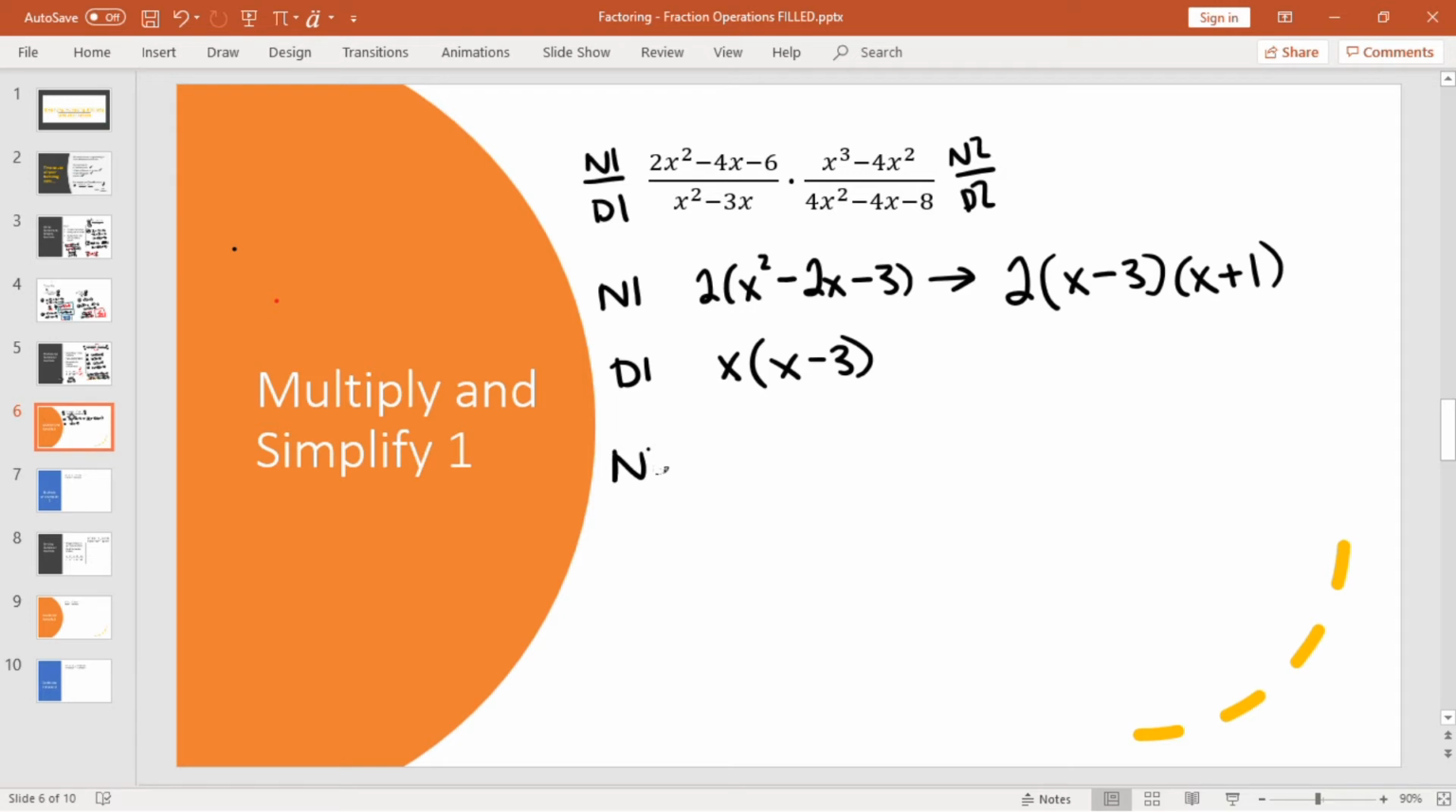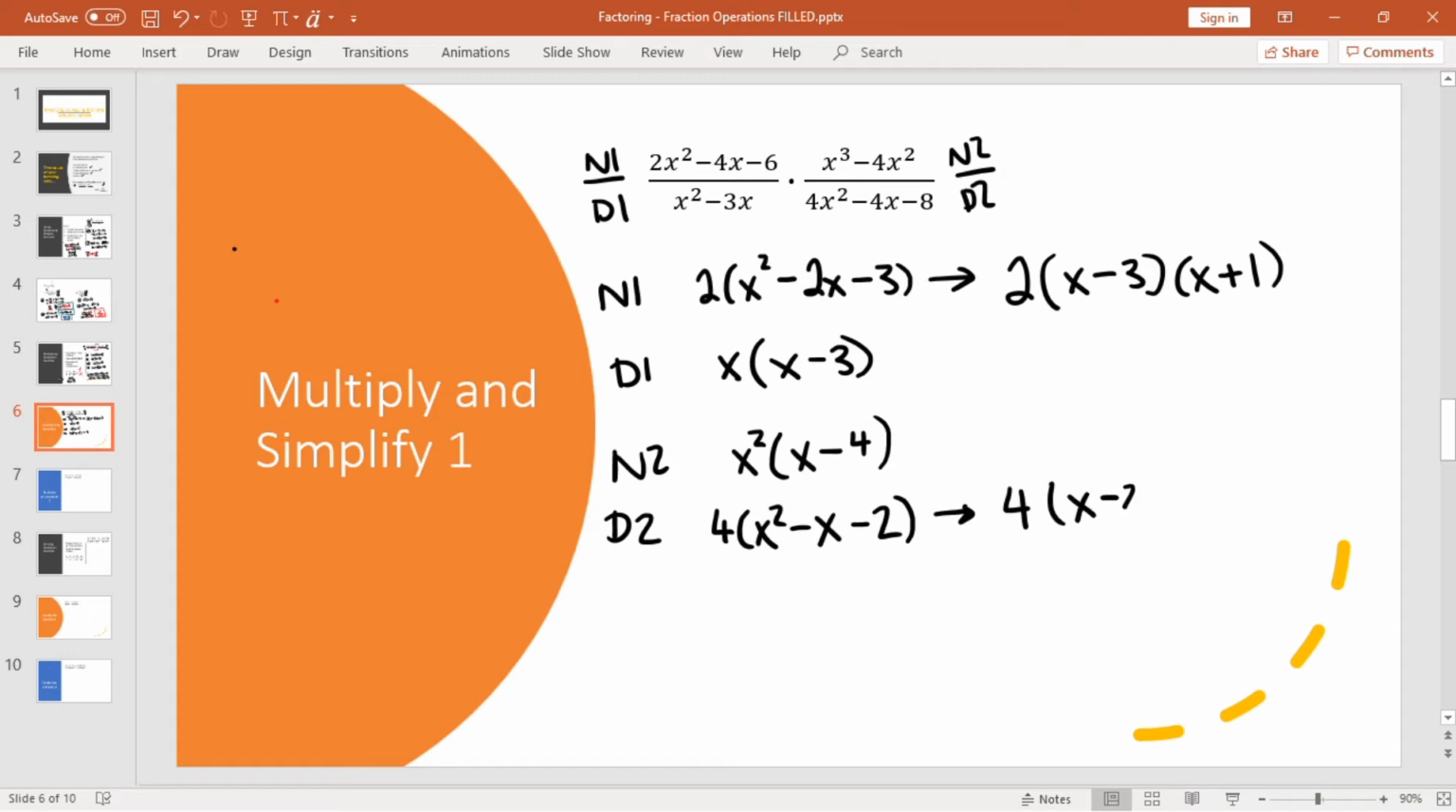Numerator 2 is also common factoring. This time I can take out x squared and end with x minus 4. And denominator 2 looks hard, but 4 is factored out and leaves x squared minus x minus 2, which is simple to factor. Don't forget the 4 in front. X minus 2, x plus 1.